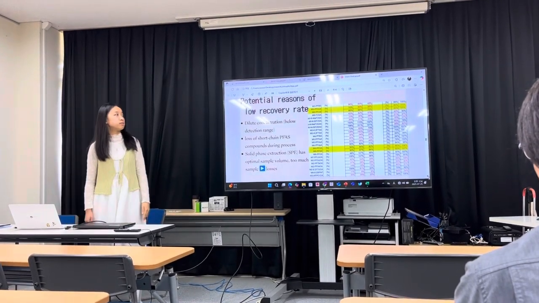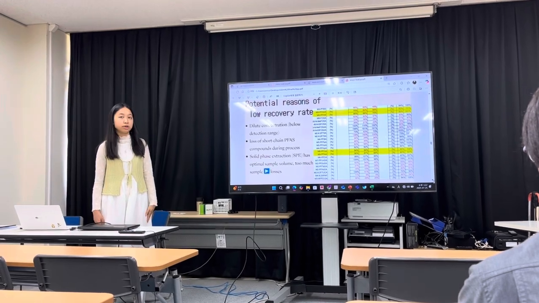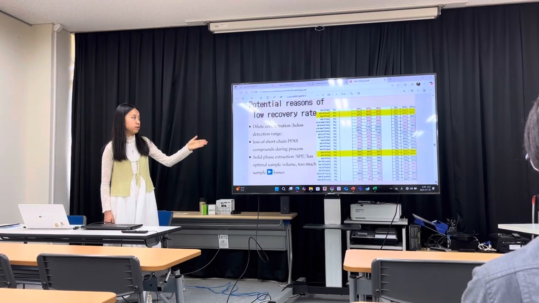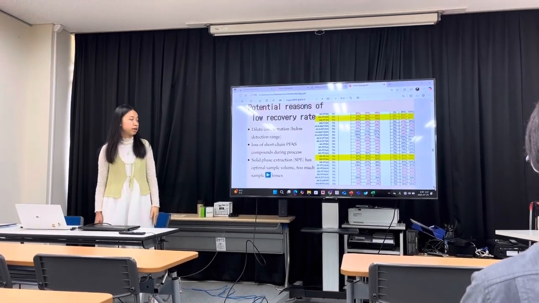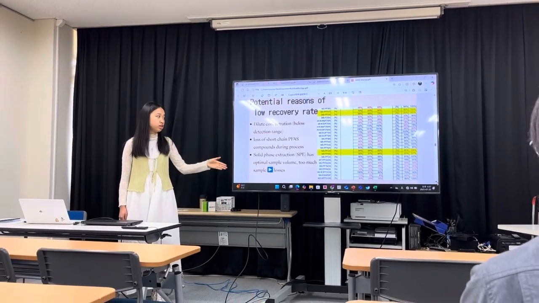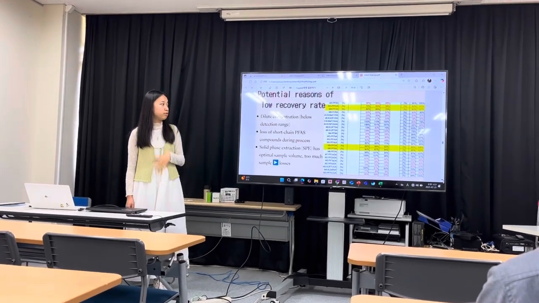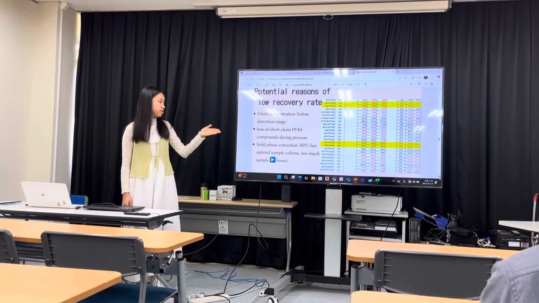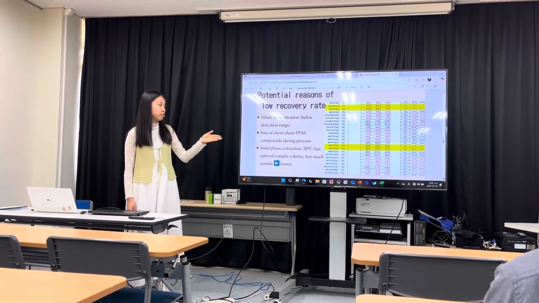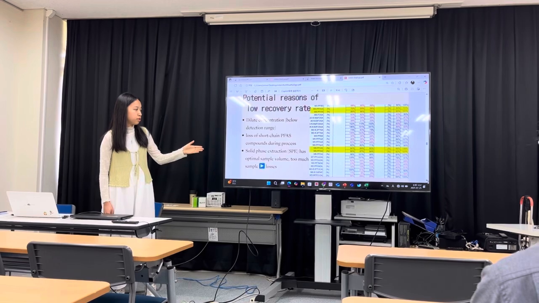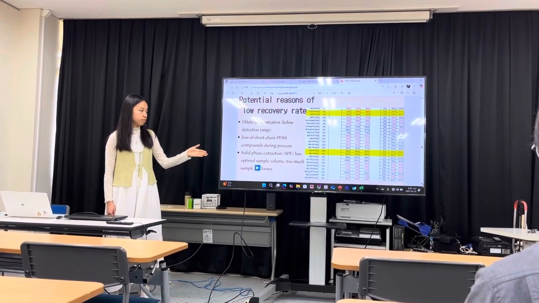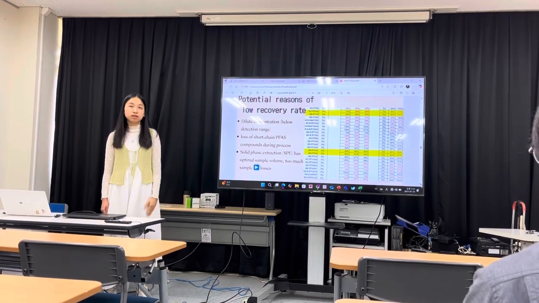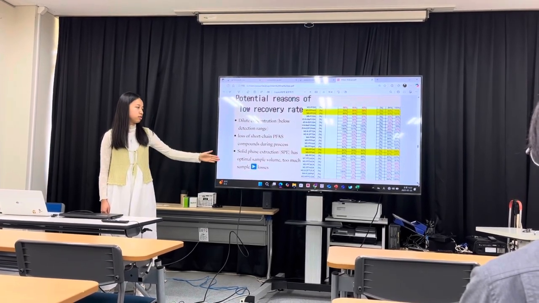So here are the potential reasons that I think are causing the low recovery rate. First, the concentration is quite diluted because it's 1 liter, right? So it may be below the detection range, so we can't detect it, causing a low recovery rate. And also, we may lose some of the short chain PFAS compounds during the process. And for solid phase extraction, this process has an optimal sample volume. Maybe 1 liter is too much for this experiment, so it's causing a loss.